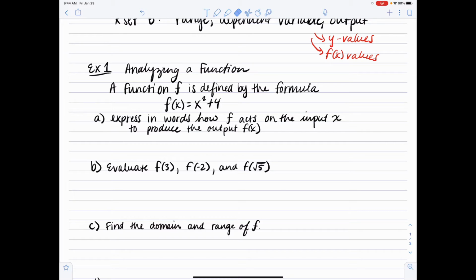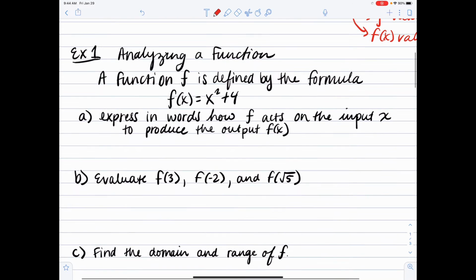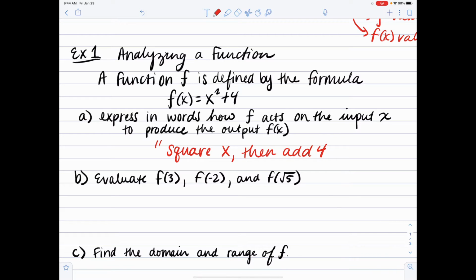So what we're going to put here is that you square x, then add 4. That's what you're doing to x in order to get the output f of x. Okay, and then B says to evaluate f of 3, f of negative 2, and f of square root of 5. So remember that means f at 3.